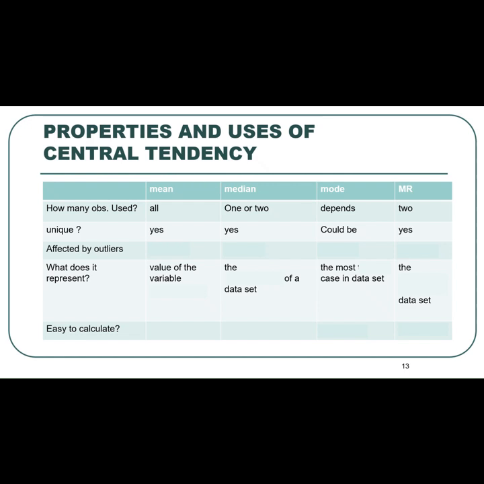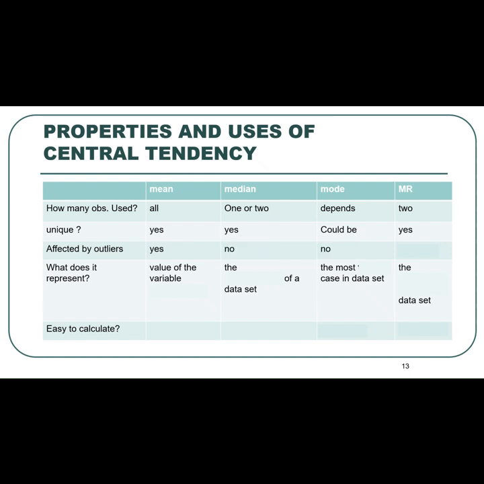Affected by outliers. So outliers, as we said last time, are either a very small observation or a very large observation. Since the mean is using all the observations in my data set, if one of my observations is an outlier, the mean would be affected. For the median, it does not matter because we arrange the values, and the median is a value in the middle. Outliers are in the two extremes, too low or too high, so the median is not affected at all.